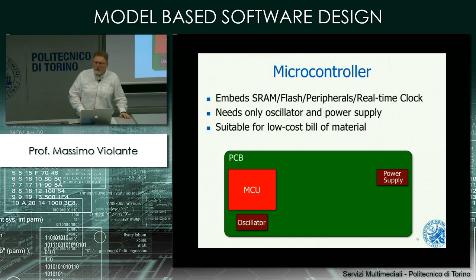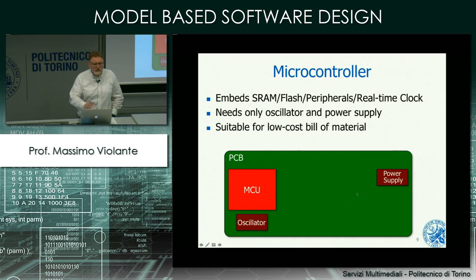So let's imagine that you want to build an electronic control unit using a microcontroller. It is very likely that you need a few things, like the microcontroller unit that contains all the elements that you need: the memory, the I/O, the CPU. Then you have to bring a reference oscillator and a power supply, and that's it.